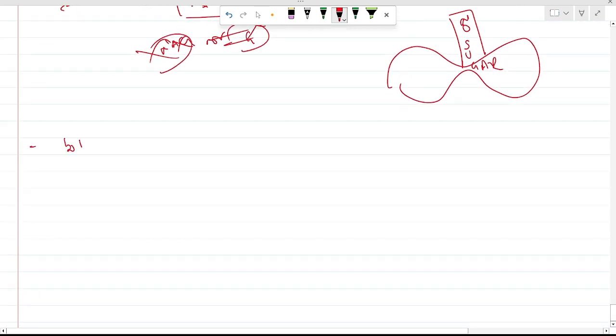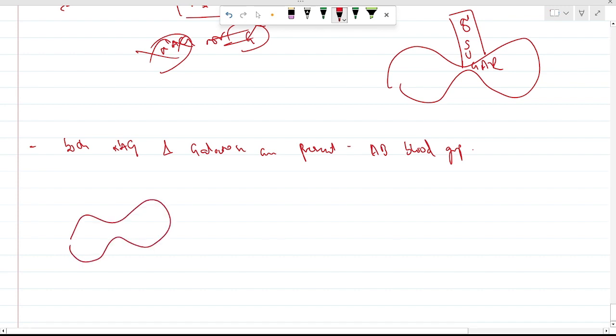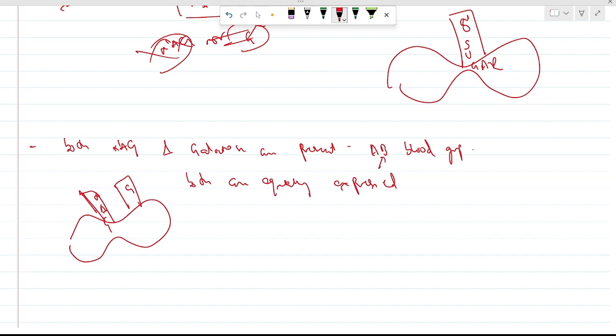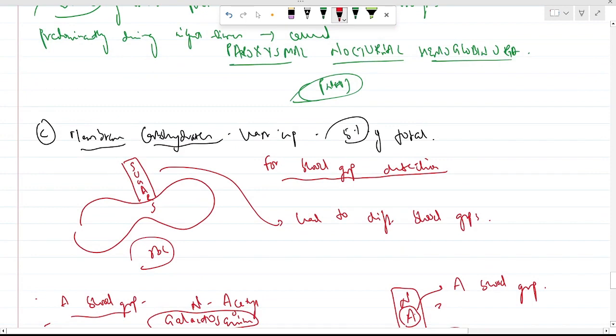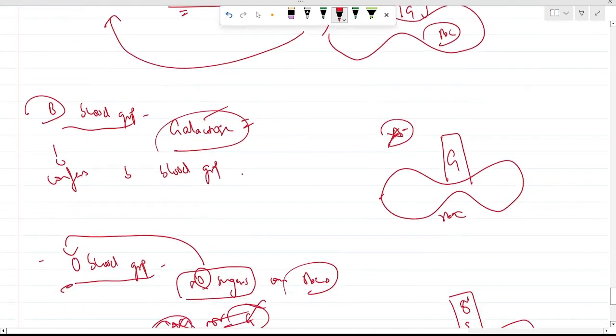Next is when both NAG, N-acetyl galactosamine, and galactose are present. This is our AB blood group. On the RBC molecule, both these molecules are present and both are equally expressed, leading to AB blood group. So these are the importance of the membrane carbohydrates. This is generally for blood group detection. A, B, AB and O blood groups, where we have seen the different sugars that are involved in this.